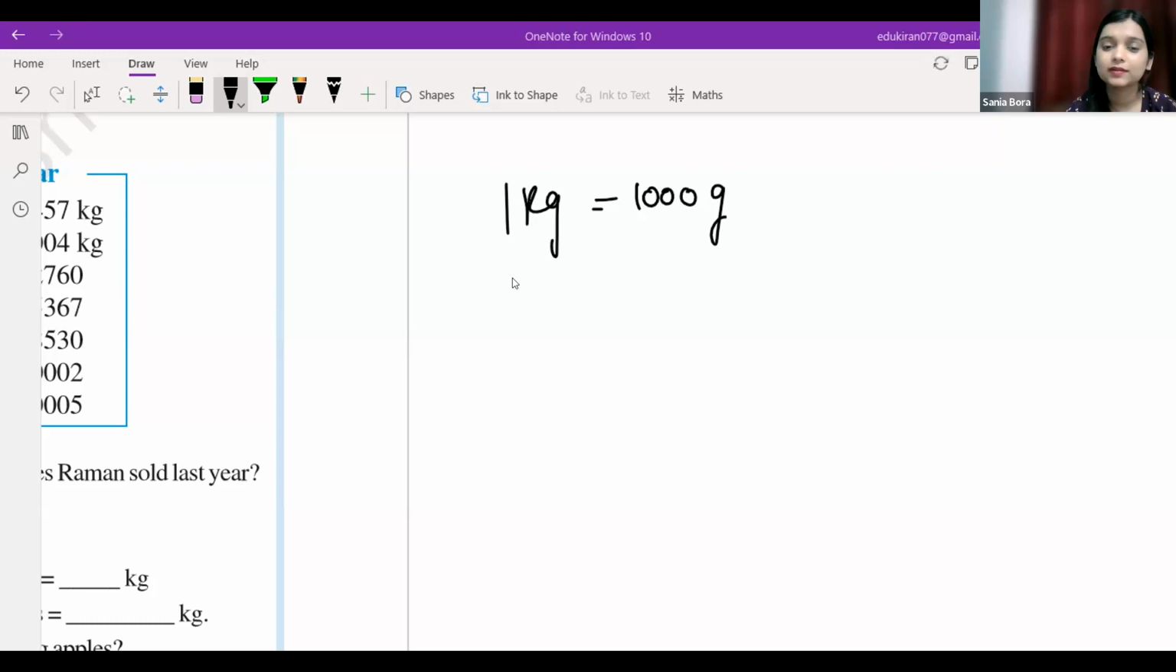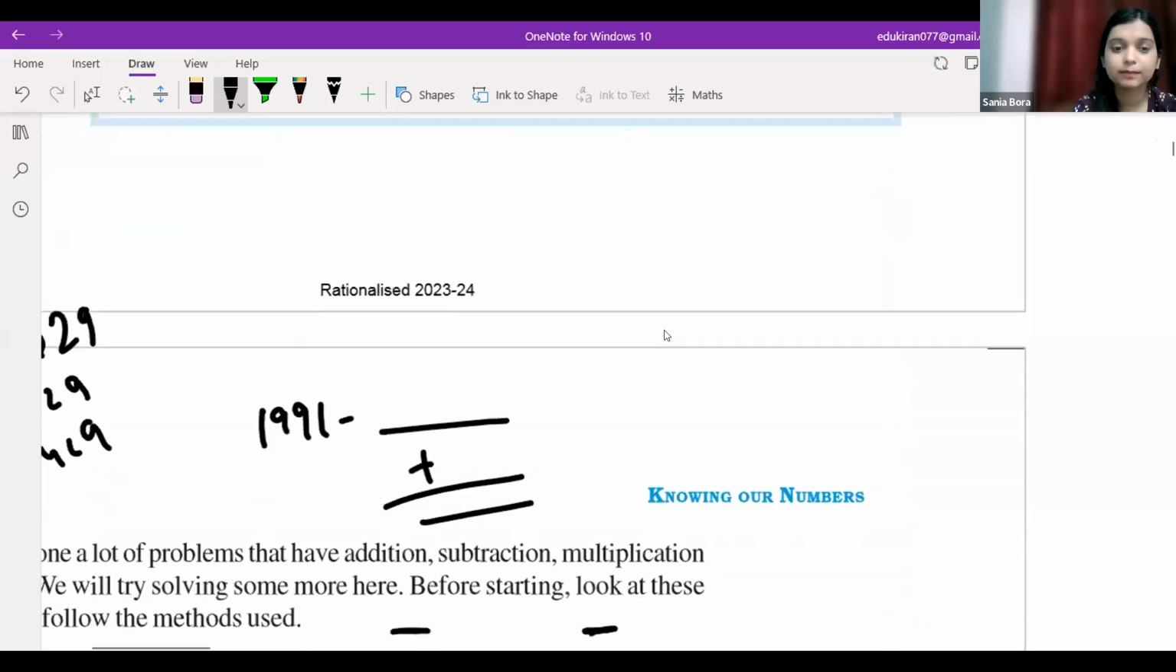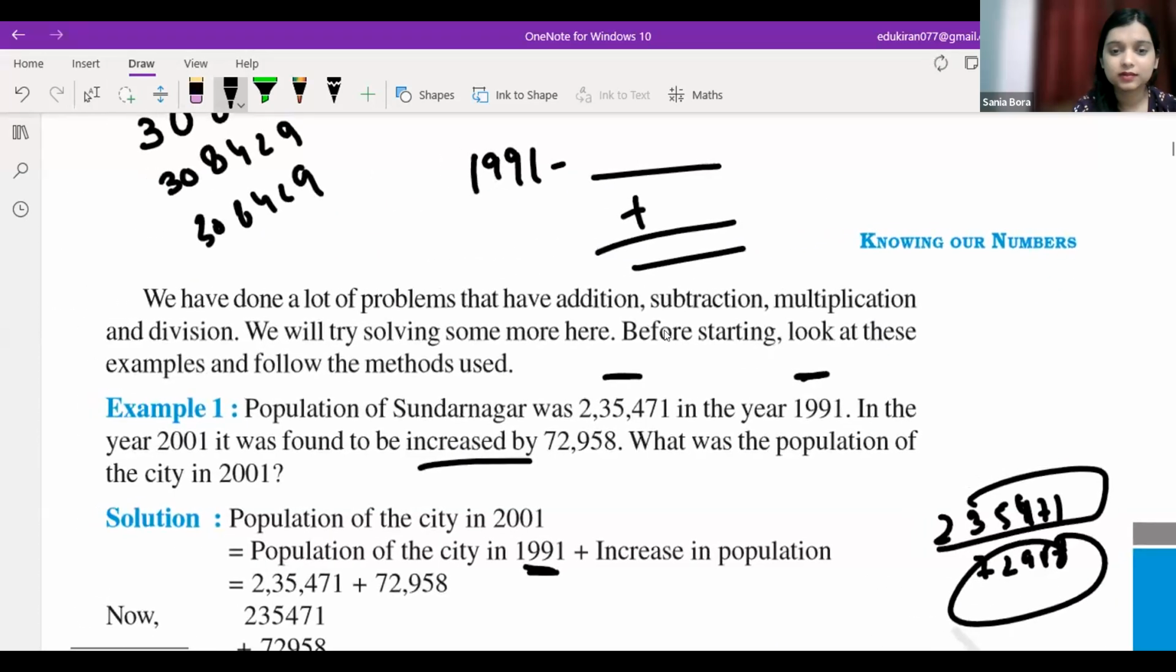Any other example you can give me? Like 1 kilometer equals 1000 meter. And 1 meter, 100 centimeter. Yes. So this is how the larger unit is converted into the smaller unit. Okay. This one came in my term too.